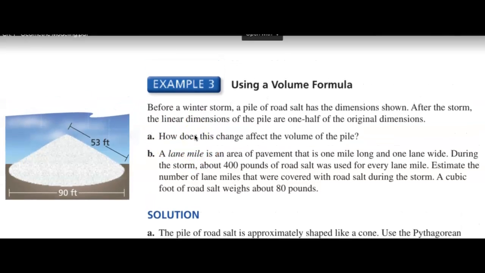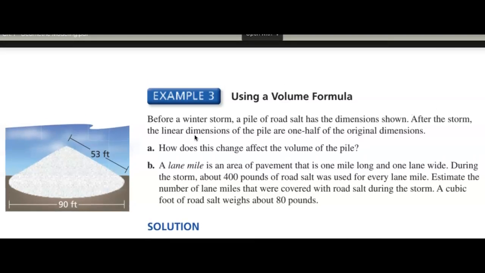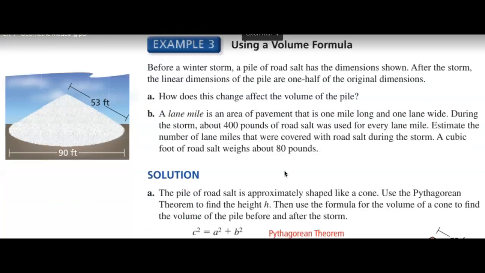Part B is talking about density. So it says a lane mile is an area of pavement that's 1 mile long and 1 lane wide, and during a storm, 400 pounds of salt are used for every lane mile. Estimate the number of lane miles that were covered with road salt during the storm, knowing that a cubic foot of road salt weighs 80 pounds. Right? That's a key piece of information.